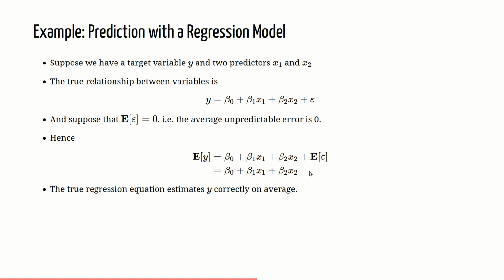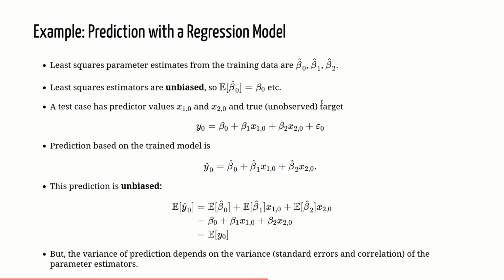It's not going to be perfect for every y because, of course, y is going to have some error in it. But on average, it's going to be correct. So if you think about what the picture of y versus x1 and x2 looks like, you're going to have a straight line relationship between y and x1, but there's going to be scatter about that line. But the trend is going to be completely correct. There's going to be no curvature or anything like that.